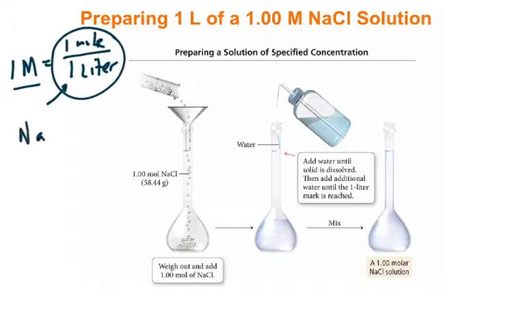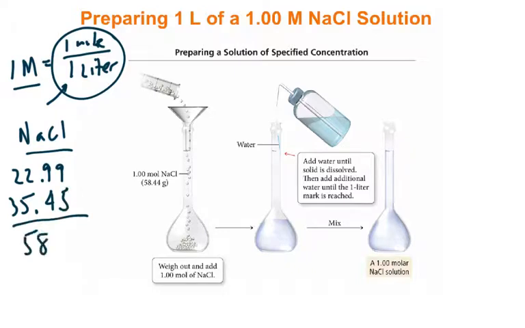Well, NaCl, if you find the molar mass, sodium is 22.99 from the periodic table, whereas chlorine is 35.45. Add that up, and you get 58.44. That's how many grams there are per mole. So if I were to measure 58.44 grams of NaCl, which would be equal to 1 mole, I would place that into this container over here.